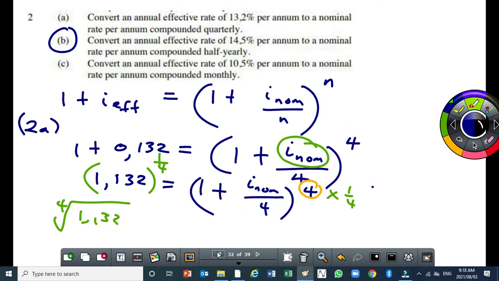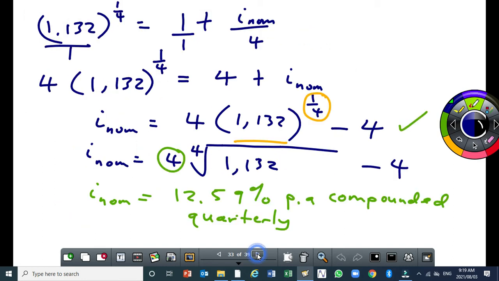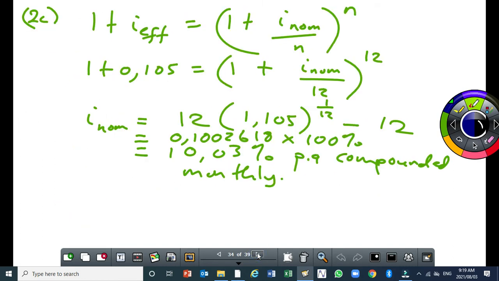Right, so we need to convert an annual effective rate of 14.5% per annum to a nominal rate per annum compounded half yearly. So here, our annual effective rate is 14.5% per annum, and we need to convert it to a nominal rate which is compounded half yearly. Because of time, just allow me to write one formula that can help us to calculate that, and we plug in. Because of time, I don't get time to explain in more detail, because I did that yesterday.